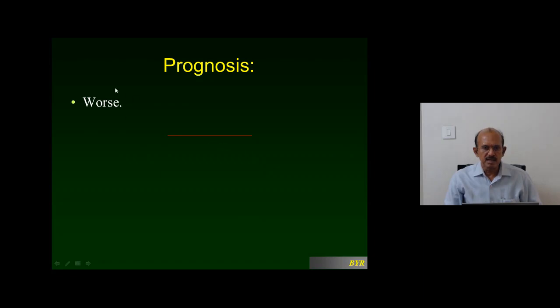Prognosis, secondaries means worse. So once secondaries have developed in the liver, the prognosis of the patient will usually be in the course of months only.